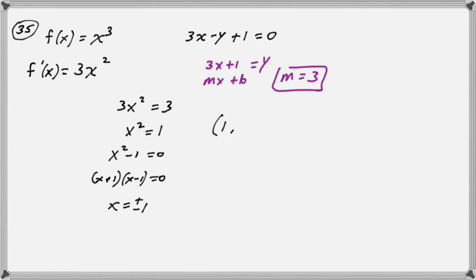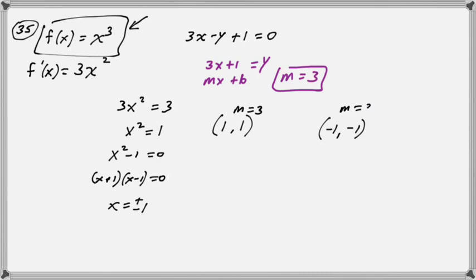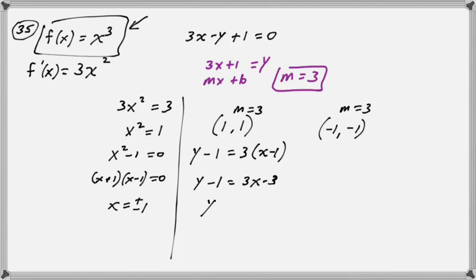If you put in a 1 and you cube it, what do you get out for y? With a slope of 3. If you put a negative 1 in and cube it, you get a negative 1 out, also with a slope of 3. So y minus the y value is equal to m times x minus the x value. So that's 3x minus 3. And when you add 1, you get 3x minus 2. Now that's the answer they have in the book.